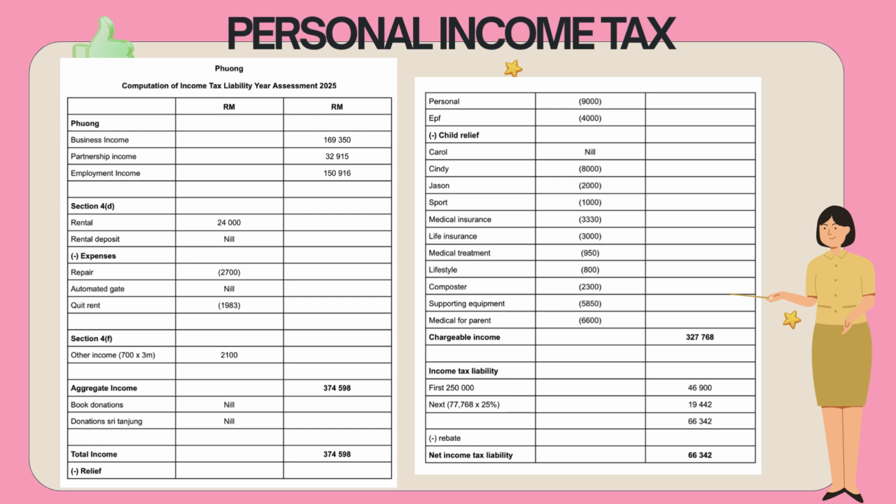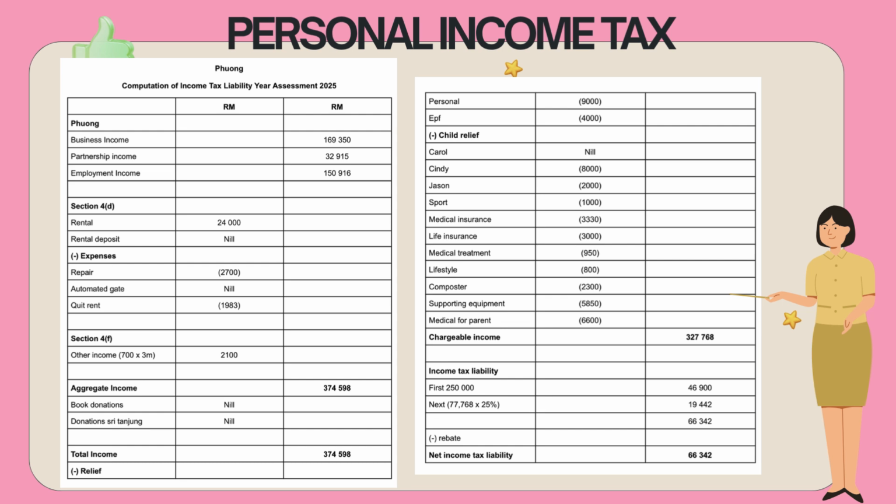Since there are no approved donations, the total income remains RM 374,598. Next, personal tax reliefs are deducted, including personal relief, EPF, child relief, sports equipment, medical insurance, life insurance, medical treatment, lifestyle expenses, composter, supporting equipment, and medical expenses for parents. After all reliefs, the chargeable income is RM 327,768. The income tax is then calculated based on the tax rates.